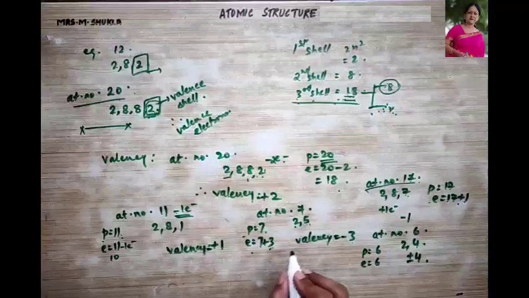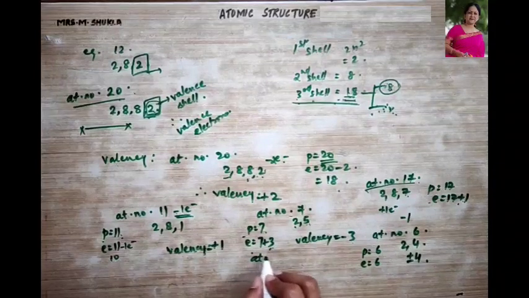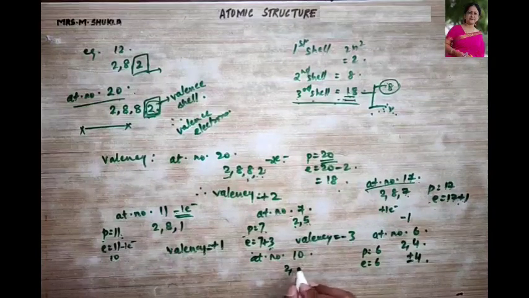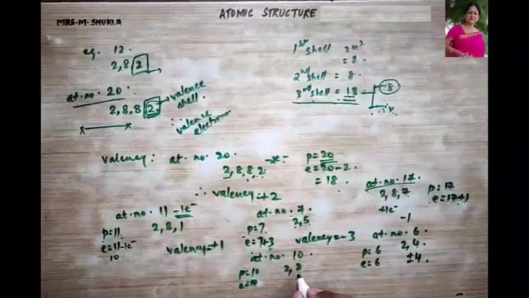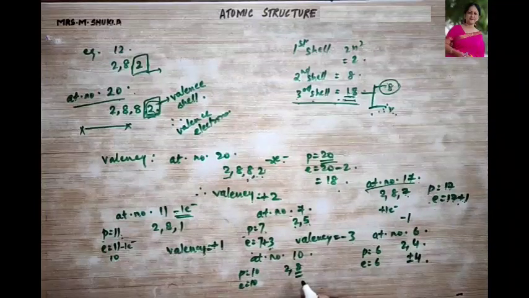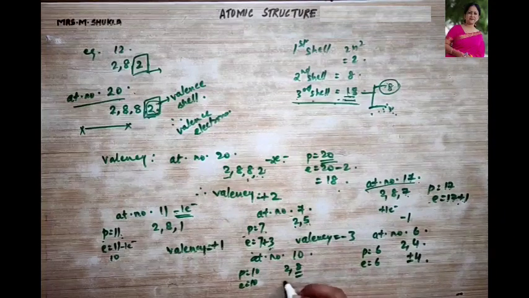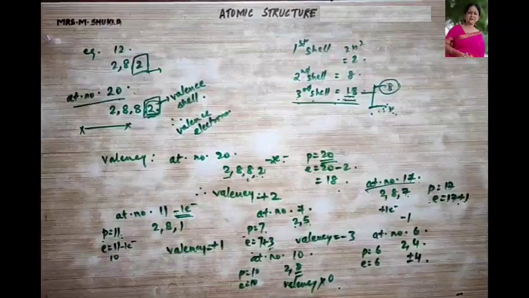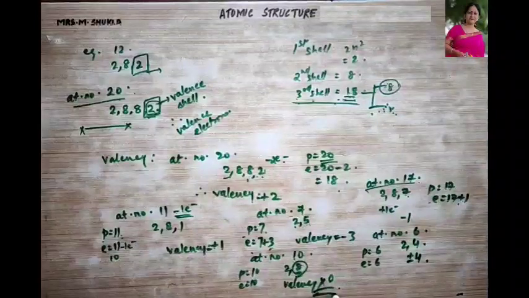Then you talk about atomic number 10. So configure this, 2 and 8. Here protons are 10, electrons also 10, but it follows the nearest noble gas configuration, that is it has 8 electrons in the outermost shell. It is neither going to lose, gain or share any electrons. So valency is what? Nothing. Valency is 0. So all those elements whose outermost shell is complete do not have a valence shell.